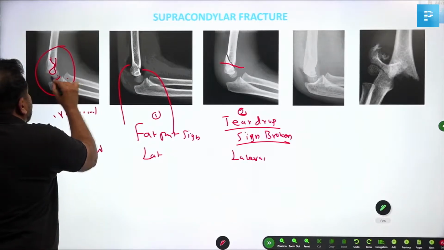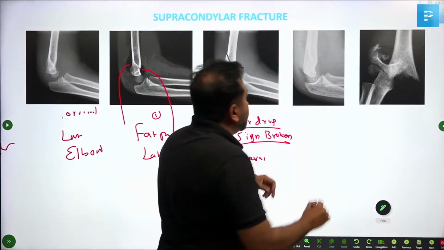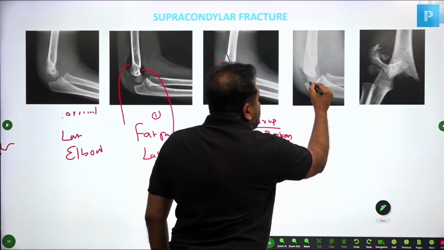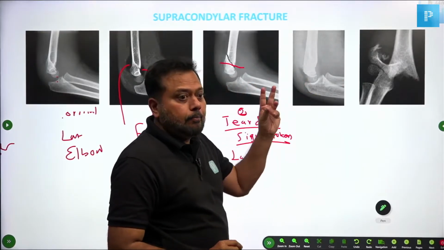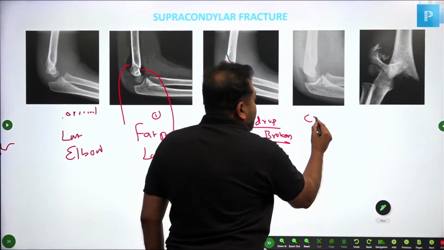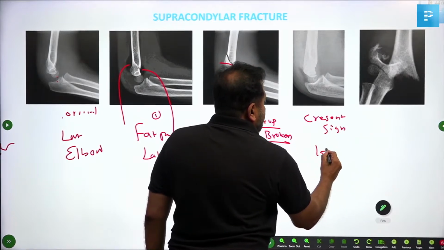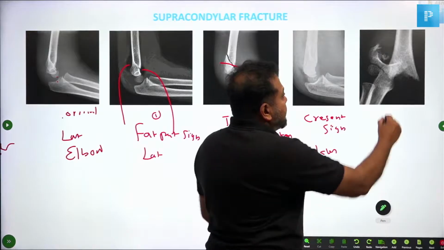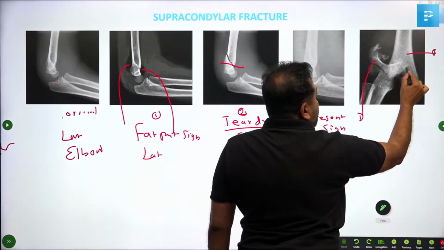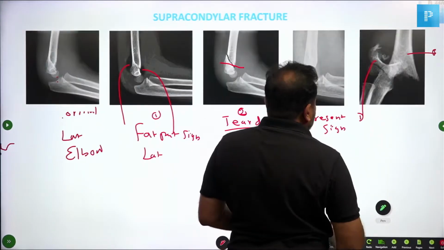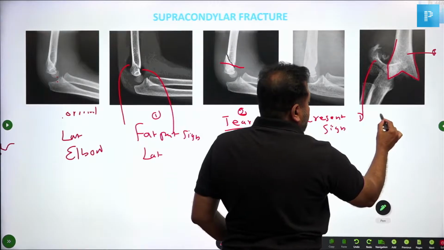The third thing: normally there is a radiolucent gap between the capitulum and the olecranon. Here when you see, the capitulum overlaps the olecranon and gives a crescent shaped shadow, like a moon. This is called the crescent sign. Again lateral view. Here, this is the distal fragment and this is the proximal fragment. The distal end of the proximal fragment looks like a fish tail. This is the fishtail sign.